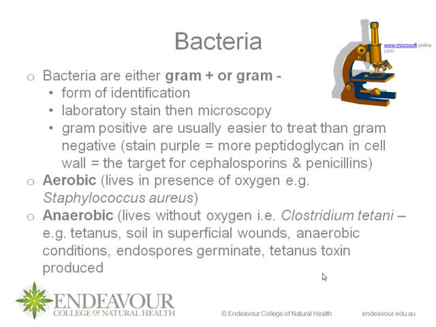If you want to know how to kill bacteria, it's also important to know how they live. So aerobic bacteria live in the presence of oxygen. This will include organisms such as Staphylococcus aureus, which grows on the skin. Anaerobic bacteria live without oxygen. A good example would be Clostridium tetani. This organism grows in soil.